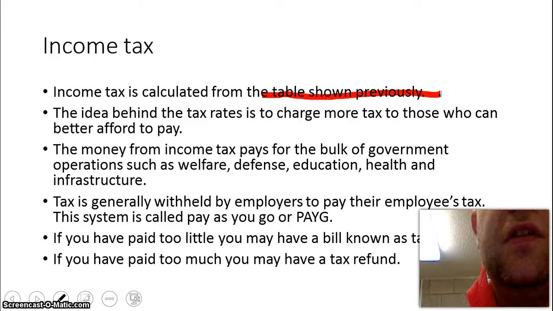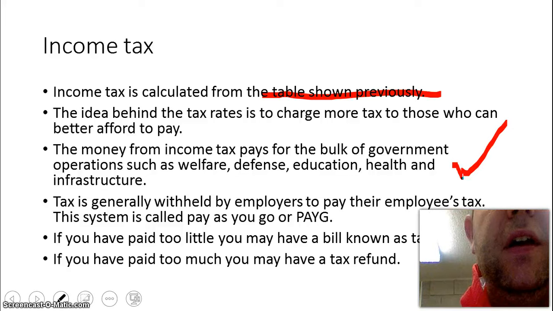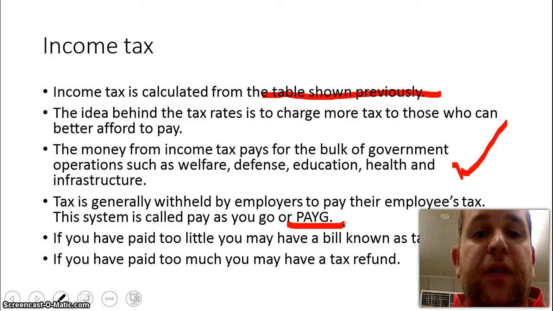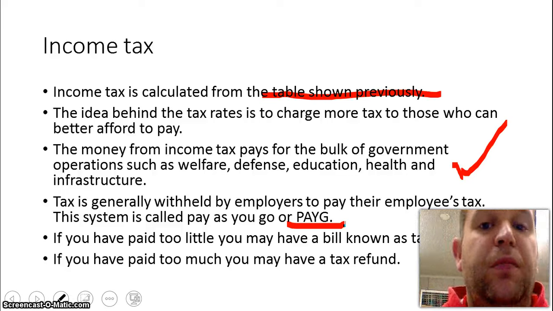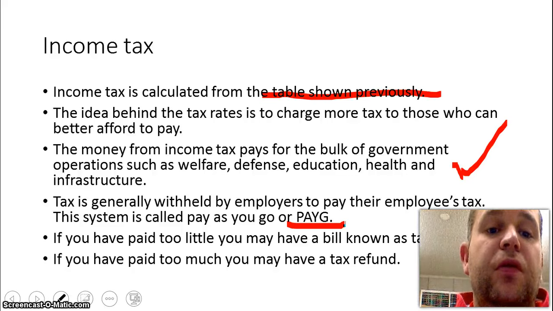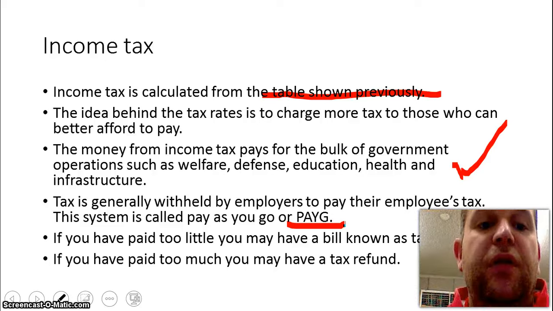The idea behind tax is that people who can afford to pay more, pay more. People who can't afford it, don't pay. You know what tax pays for, we've talked about it before. And PAYG, or pay as you go, is the way that employers hold on to tax for employees. If you paid too little, you get a bill known as tax payable. If you paid too much, you get a tax refund.